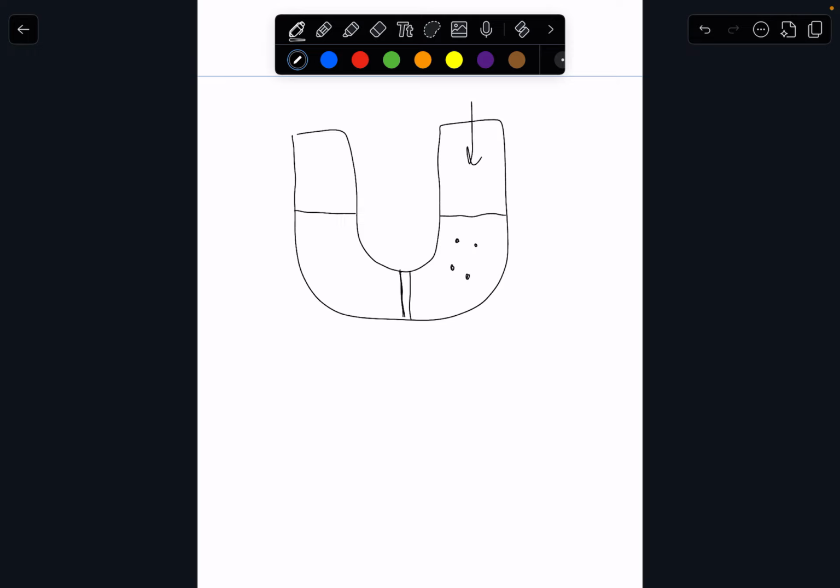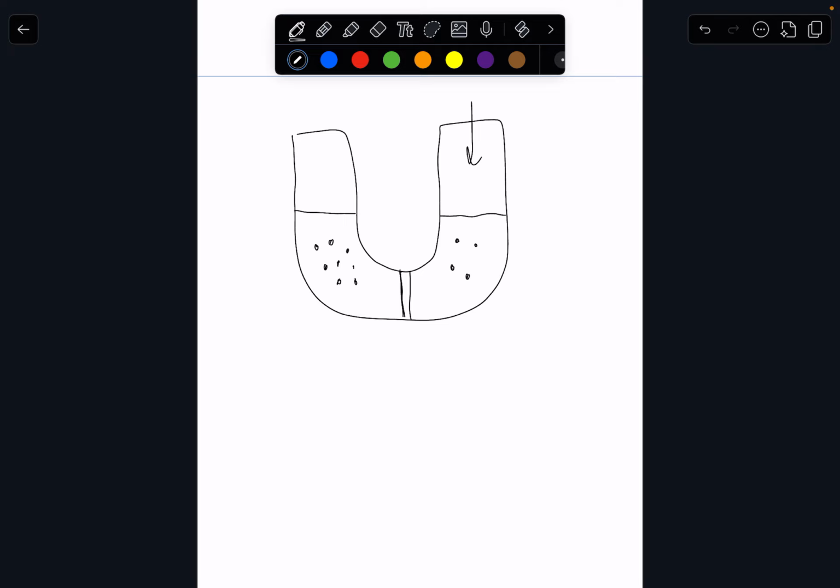Let's just say I put 4. But on this side, I decided to maybe just double it. I'll just throw in a lot more. The idea is that this side has more solute than this side. So osmosis is going to want to basically equalize those ratios of solute to water.